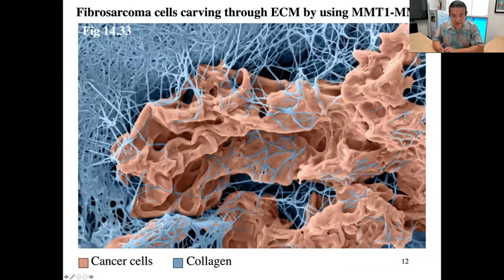This is a super cool image because these are fibrosarcoma cells that have learned to activate MT1 MMP on their surface. And what you see here is the pink represent the cancer cells. Now, you obviously cannot see the MT1 MMP on their surface because we're just talking about small little proteins on here. But the blue are the collagen fibers of the extracellular matrix. So when you look at this, you can really imagine these cancer cells carving away at the surrounding extracellular matrix as part of their invasion.